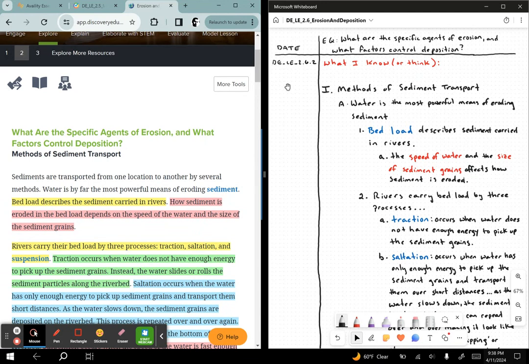Okay, so go ahead and draw your Cornell note lines. Go ahead and date it. Put your reference: Discovery Education, Living Earth text, Unit 2, Concept 6, and we're looking at Explore number 2. And go ahead and hit the pause button. Tell me what you know. Tell me what you think.